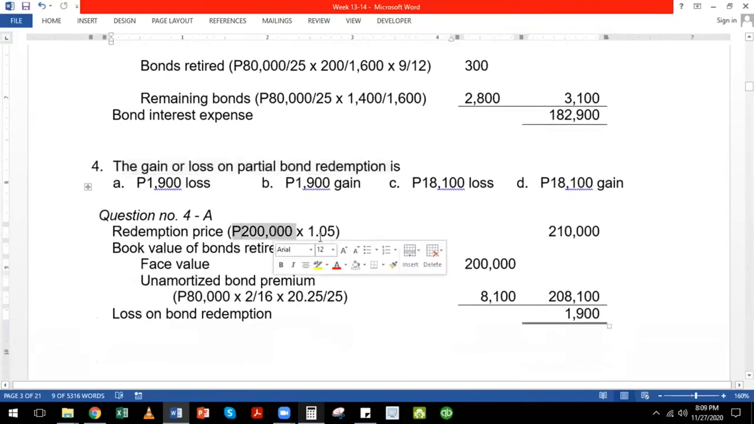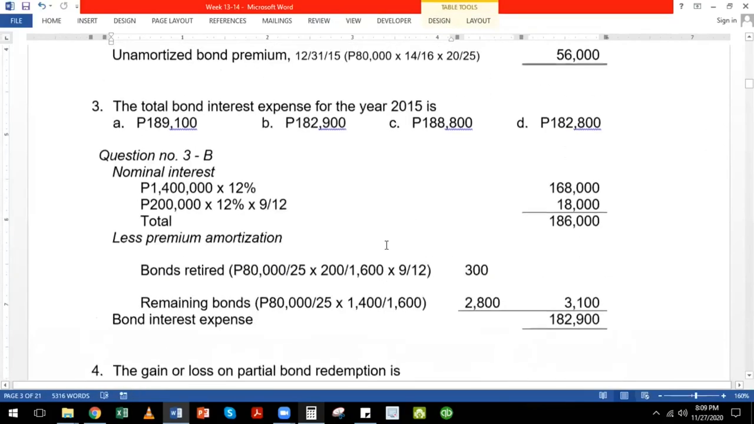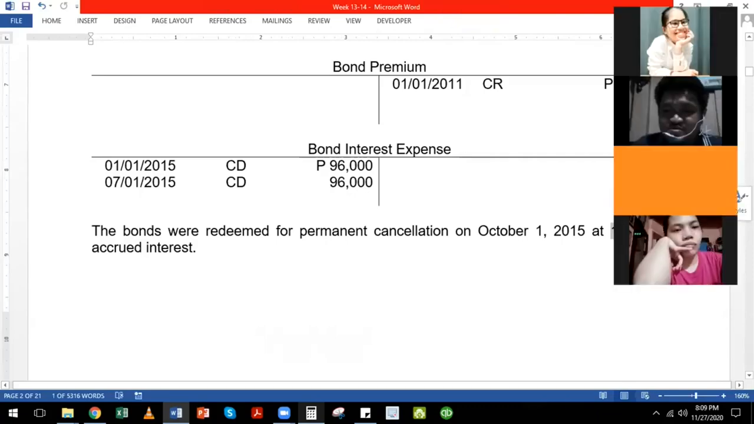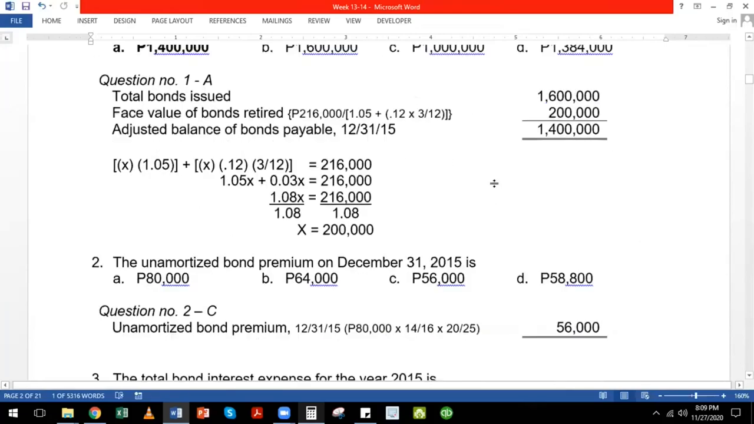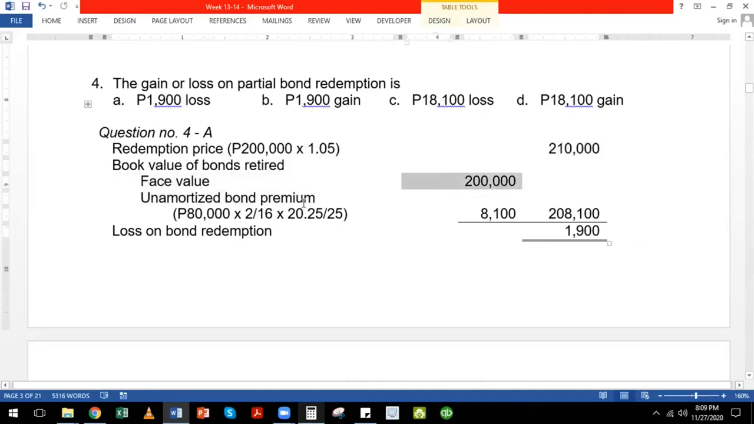The gain or loss of partial redemption of bonds is, so as you can see here, the redemption price was 200 at saka 1.05. As sige ka na 1.05, this is the quotation price na. Kani dili ni siya pasabot ng 105 times. This is actually percentage. So 1.05 na siya. 1.05. So that was the price. Kumbaga, murag selling price niya. No? Multiply ni mo sa book value or carrying value of the bonds retired. So the face value is this one, 200. Plus the amortization of bond premium.